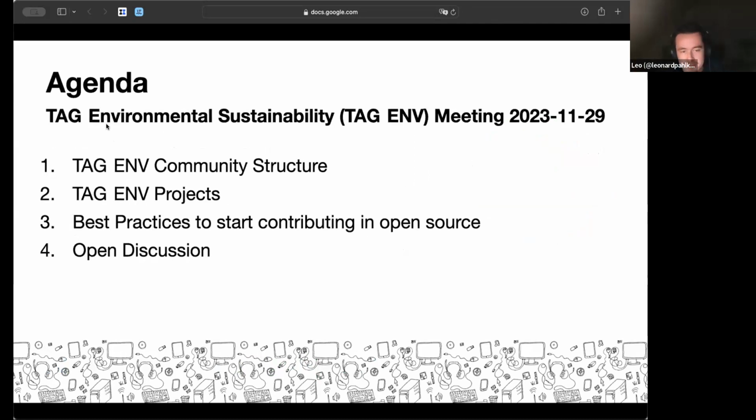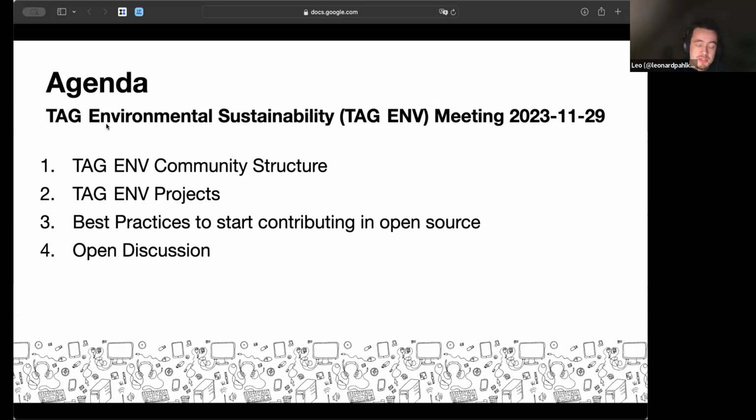So this is the agenda. As I said, first the community structure. The CNCF is quite big, with a lot of community parts moving around. It can be quite challenging to get an overview of how everything actually works. What is a TAG? Where does it stand? What are the other community groups in the CNCF? So there are a couple of slides about that.